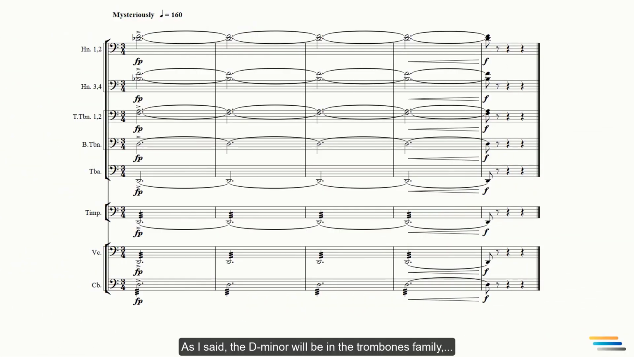As I said, the D minor will be in the trombones family, while the B flat minor in the horns. The tuba takes the root of the chord. The double basses, cellos and the timpani keep the bass with the tremolo technique. What does this dynamic mean?